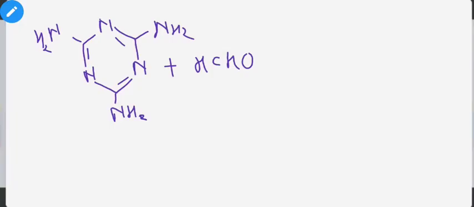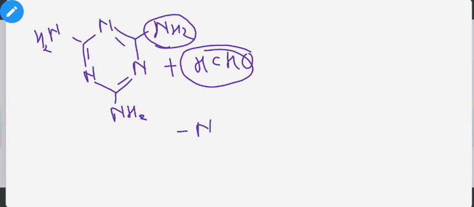So next one is melamine formaldehyde polymer. So in this case, melamine and formaldehyde in the first step will combine with each other by rearrangement. So let us talk about this NH2 group and formaldehyde for the first step. So this is our NH2 group, and this will be the formaldehyde molecule. So formaldehyde will break its double bond with oxygen. So one of the double bonds will break.